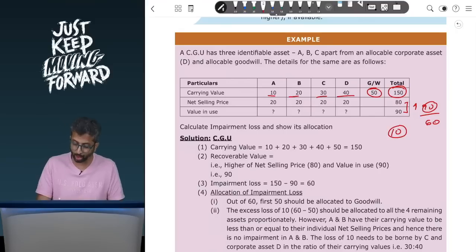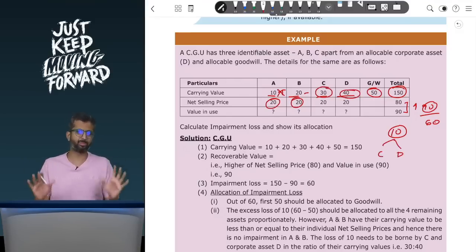But if you allocate anything to A, 10 minus 1 also, so it becomes 9, but A can give you 20, so nothing will be allocated to A. B can also give you 20, nothing can be allocated to B. So whatever is the remaining 10 will be allocated to C and D in the ratio of their carrying values, that is 30:40. This is just a brief understanding.